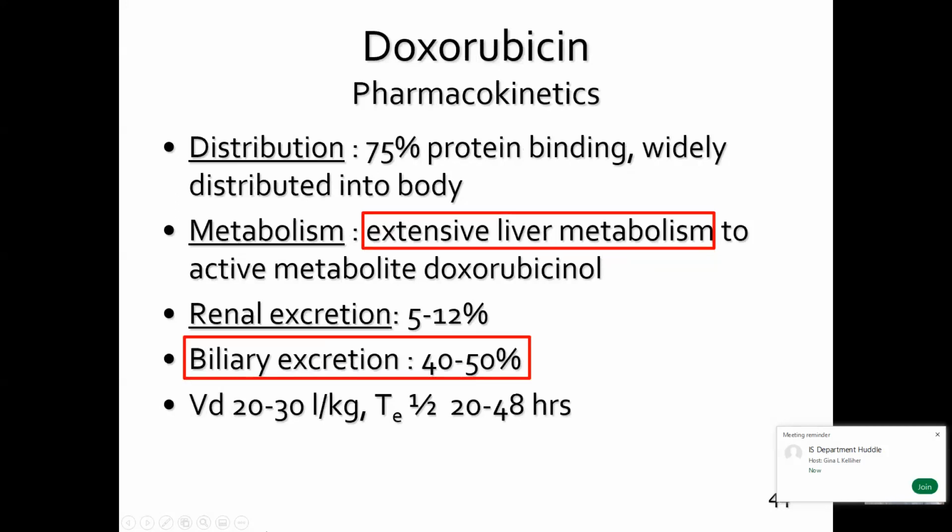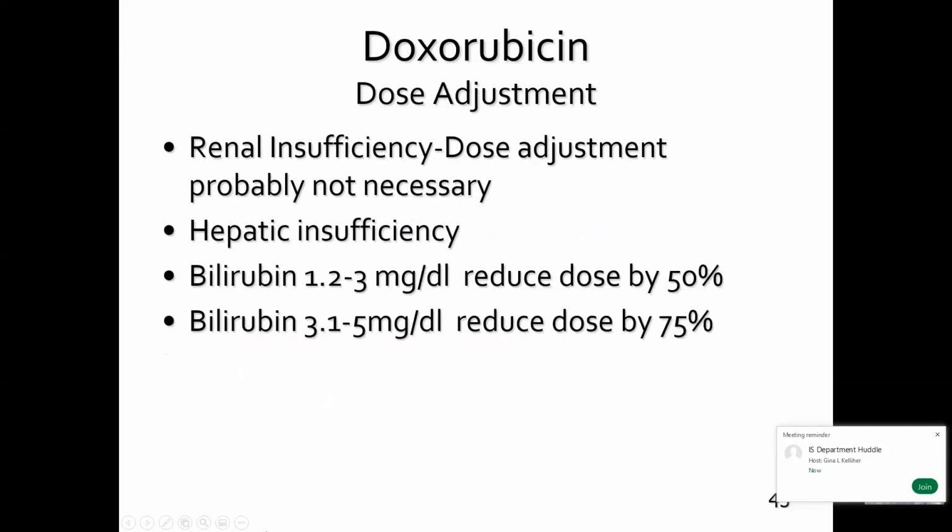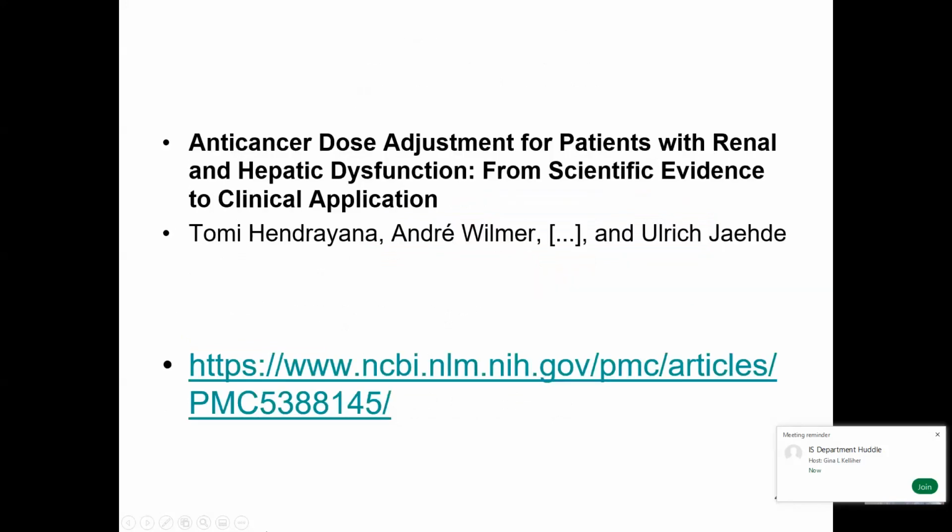Pharmacokinetics, the only thing that you need to remember is that it has extensive liver metabolism, and it's going to require a dose adjustment for decreased hepatic function. And there's different tables in here. This is the one for doxorubicin. There's different dose recommendations for the different anthracyclines. And this is just for your reference. I think this is a really good one, if anybody's interested in it, is dose adjustments for patients with renal and hepatic function.